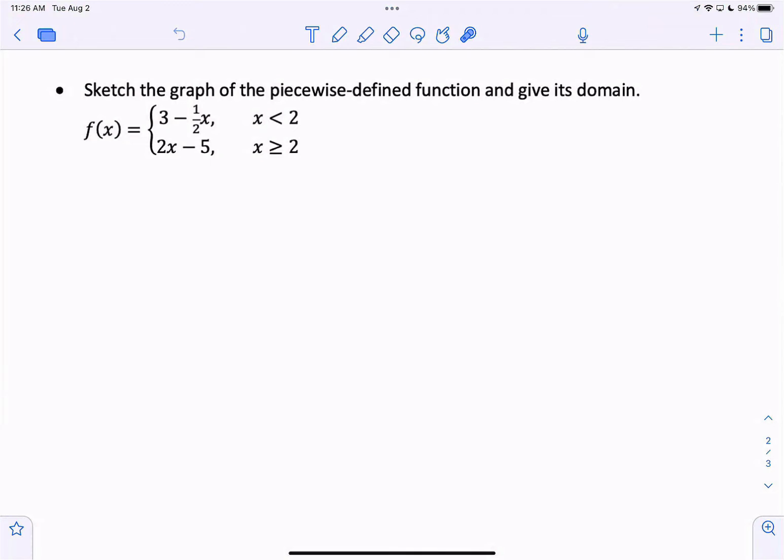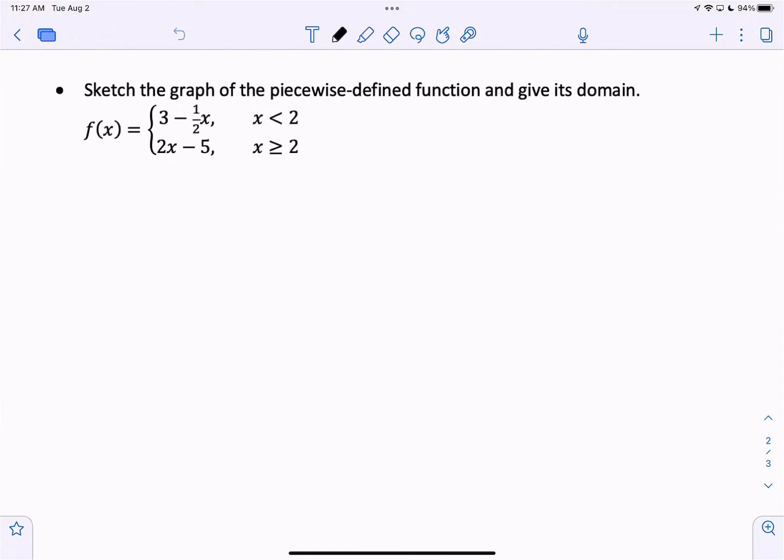Piecewise defined functions are so named because they have algebraic expressions that define pieces of the function depending on where you are in its domain. And here we have f of x is equal to 3 minus 1/2 x, and that rule applies when x is less than 2. 2x minus 5 is the rule that applies when x is greater than or equal to 2.